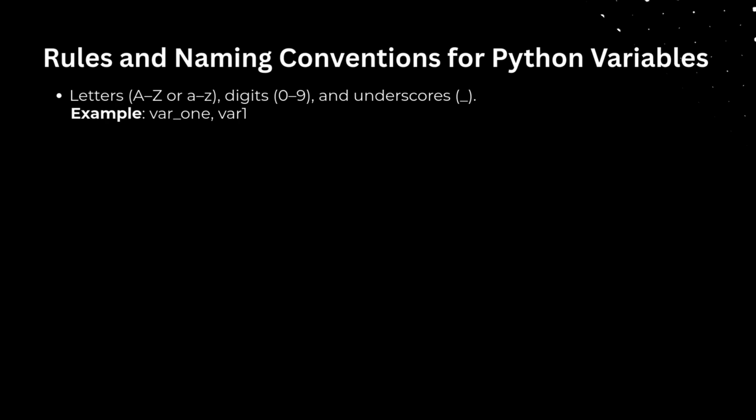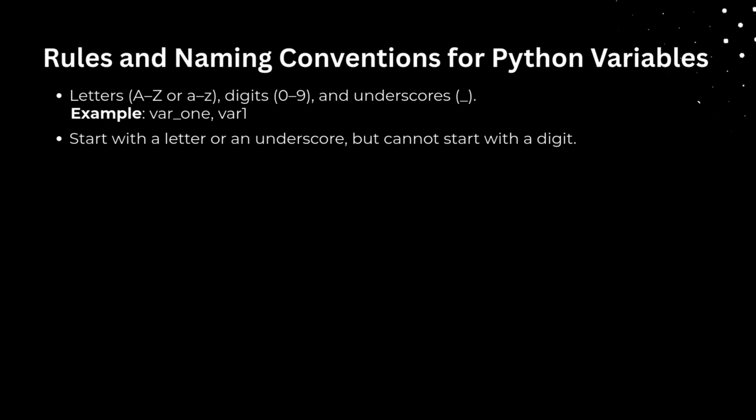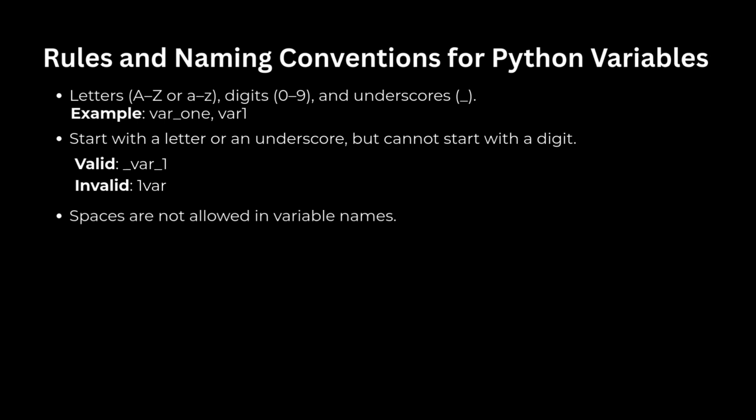Rules and naming conventions for Python variables. Python has specific rules for naming variables. A variable name can include letters A to Z in capital or small, digits from 0 to 9, and underscore. Example: var_1, var1. A variable name must start with a letter or an underscore but cannot start with a digit. Here you can see the valid and invalid variables, where valid is _var_1. The invalid one is 1var, because a variable cannot start with a digit. Spaces are not allowed in variable names. The valid one is var_1 and invalid is var 1.